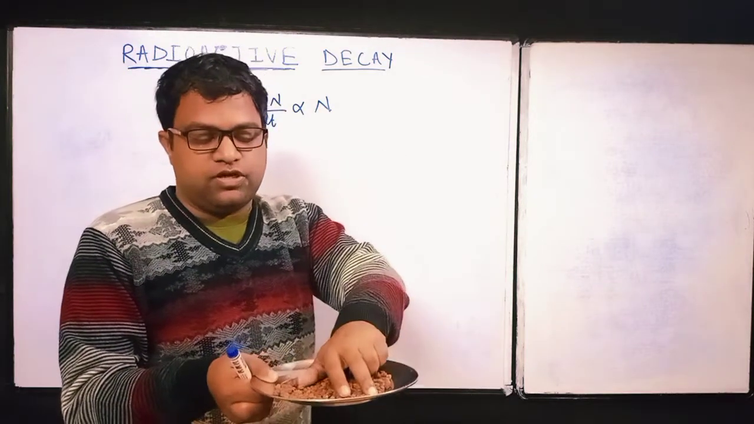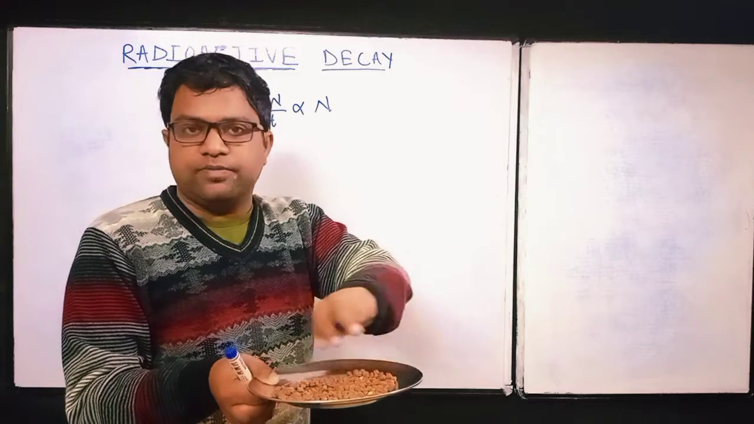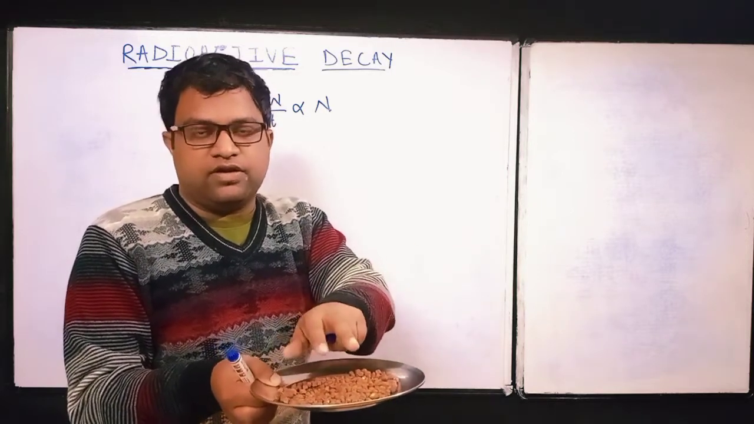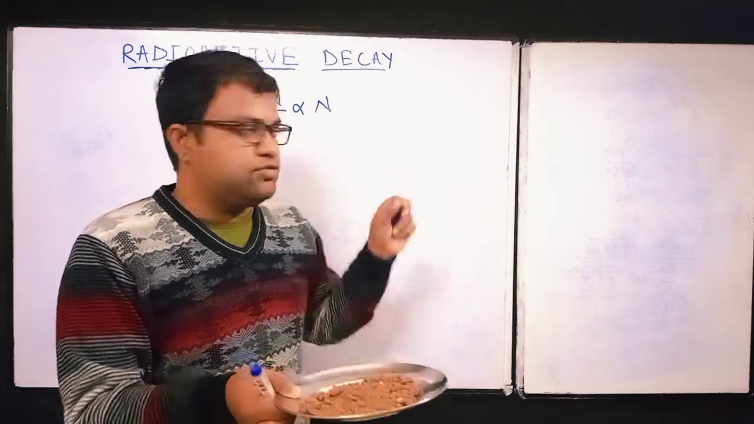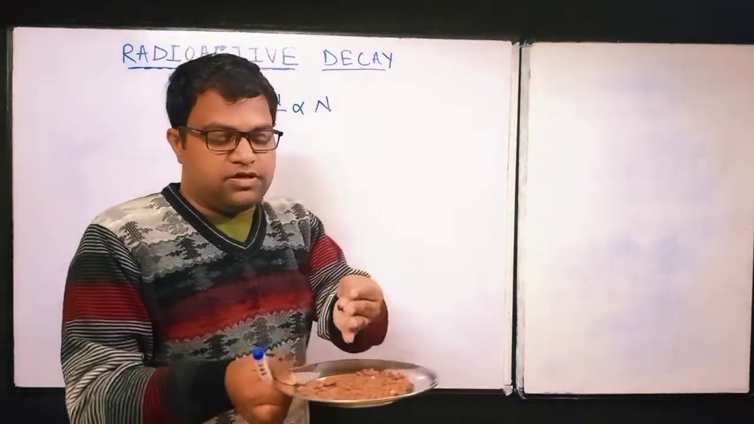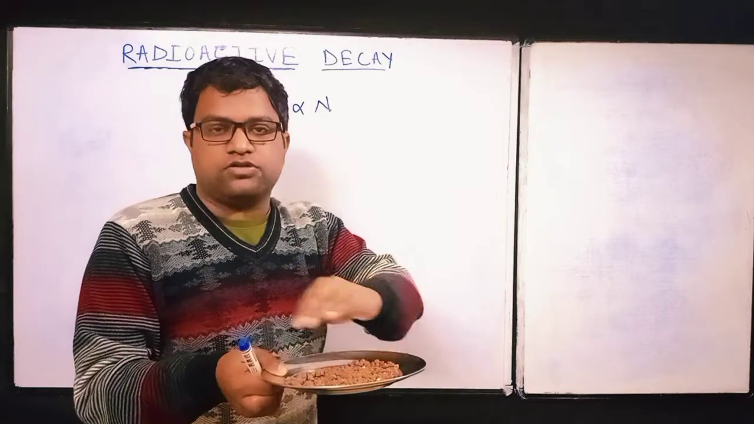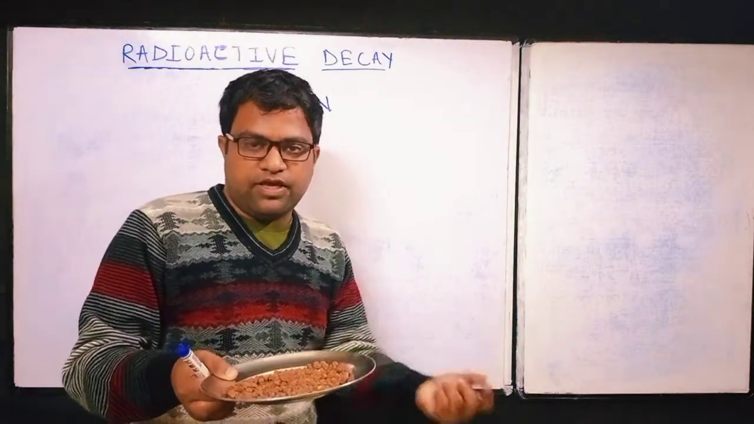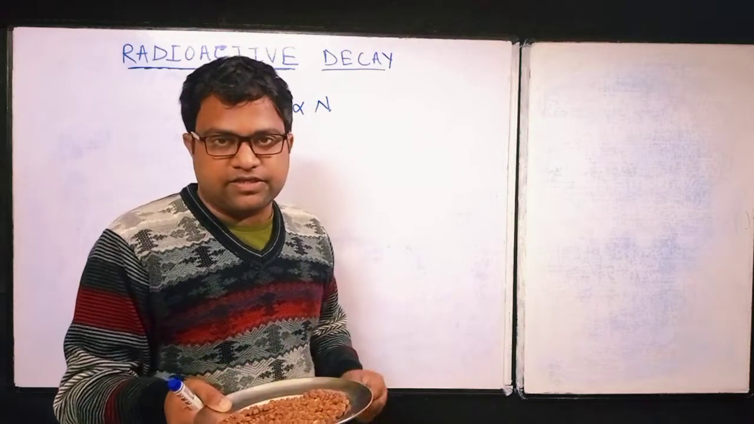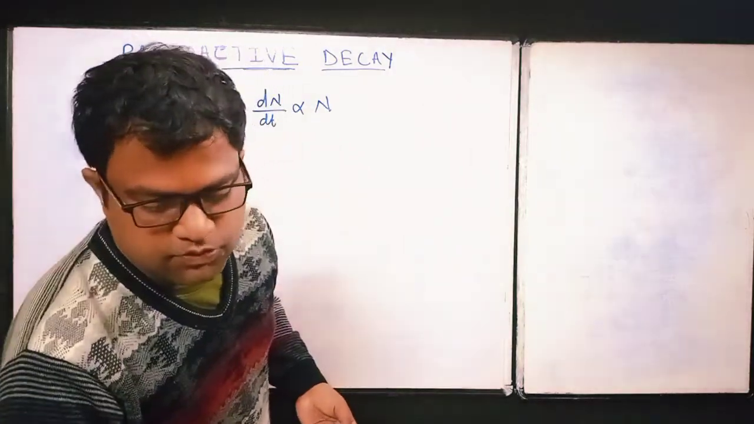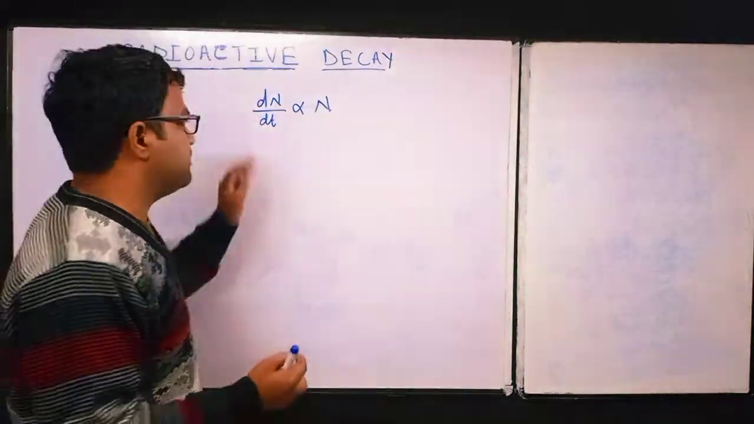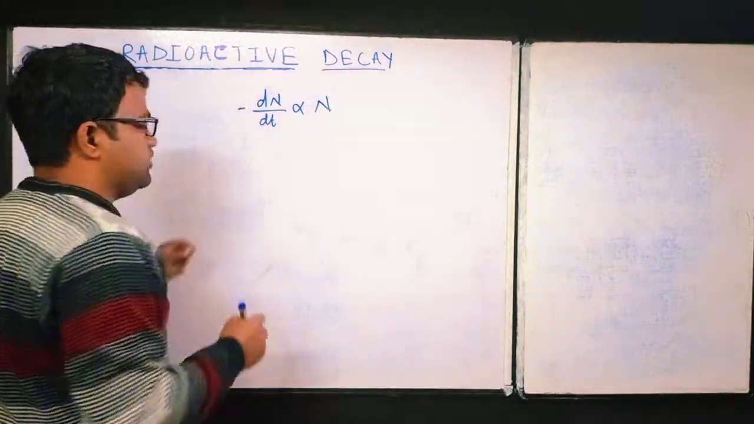So suppose if I remove a few of these peas, whatever the new N is, the rate will be proportional to the new N. That means when some of the radionuclei are converting to other nuclei, the rate will gradually decrease, right? So it's proportional to N. That means the more the N, the faster will be the disintegration. This is the meaning. And I'll put a negative sign here.